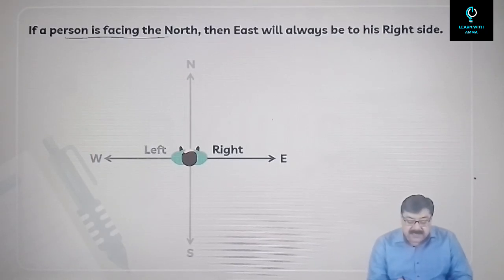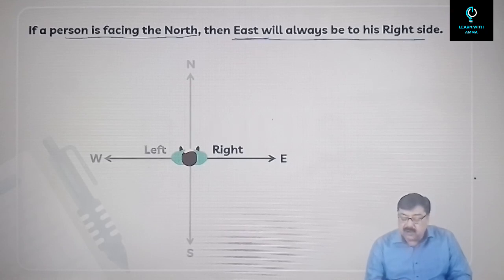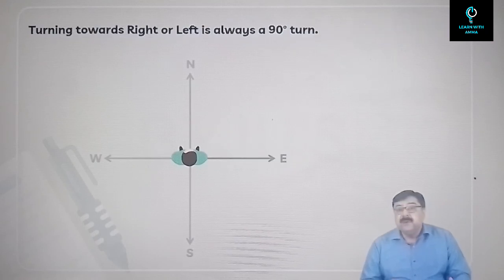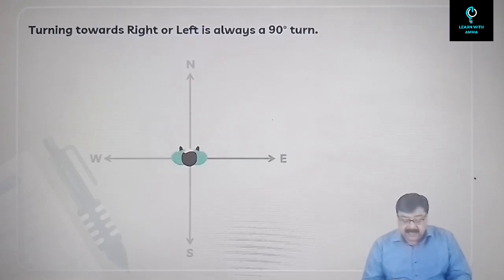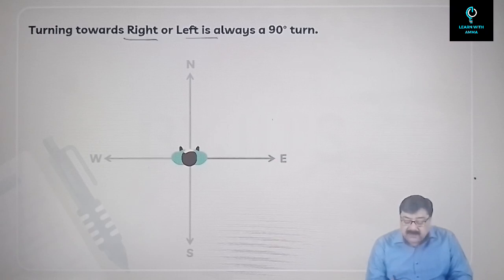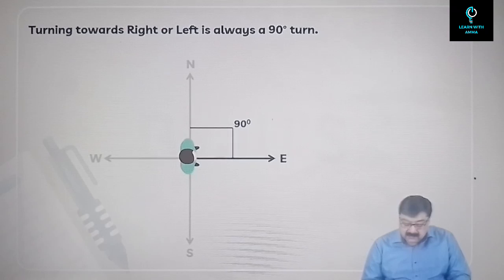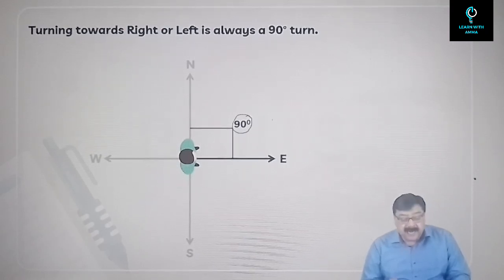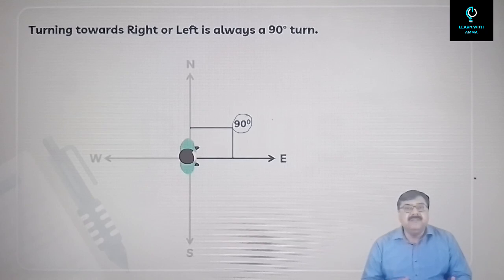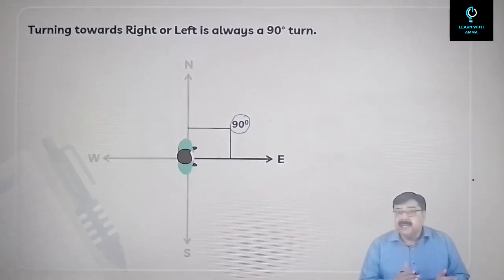If a person is facing north, then east will always be to his right side. Here you are facing towards north and east is towards your right side. Next, turning towards right or left is always a 90 degrees turn. Currently you are facing north. If you take a right turn, you have turned by 90 degrees. Similarly, if you take a left turn, you turn by 90 degrees.